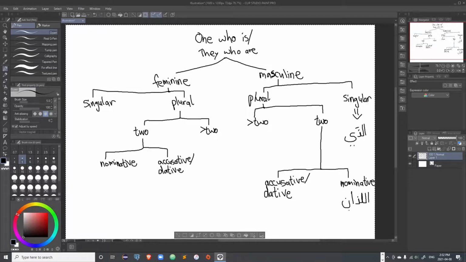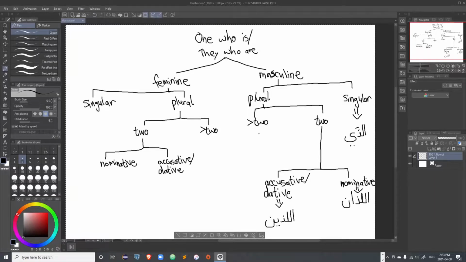Al-ladhani. Again, alif nun to indicate the dual form. For the accusative, actually I forgot to draw my arrow. I enjoy consistency. Here it will be al-ladhaini, exactly the same as with هذين. Exactly the same. Ya nun instead of alif nun.